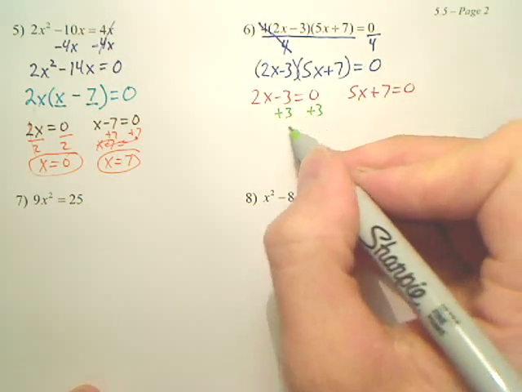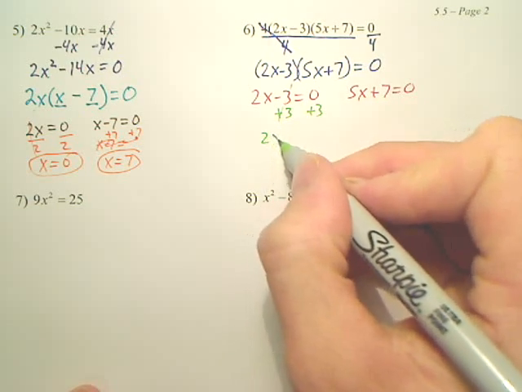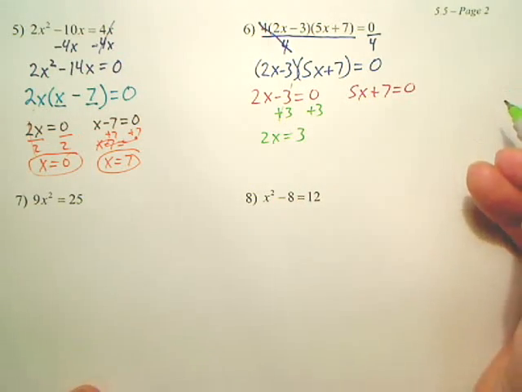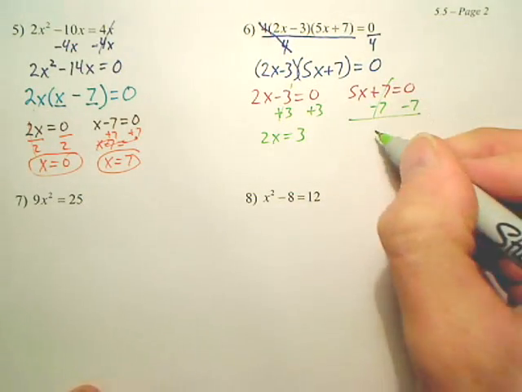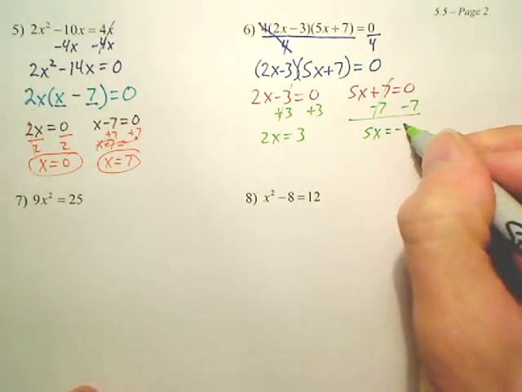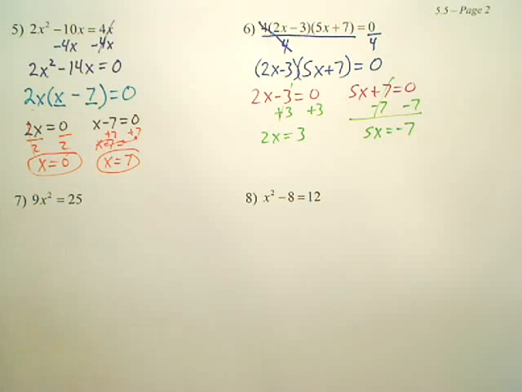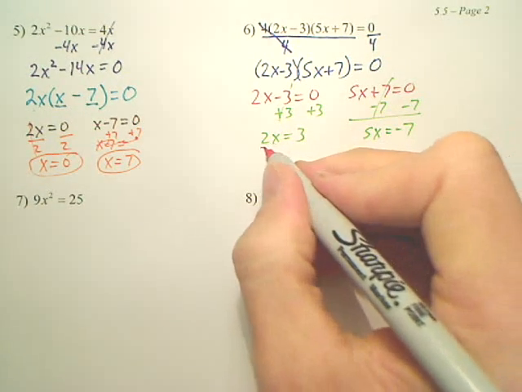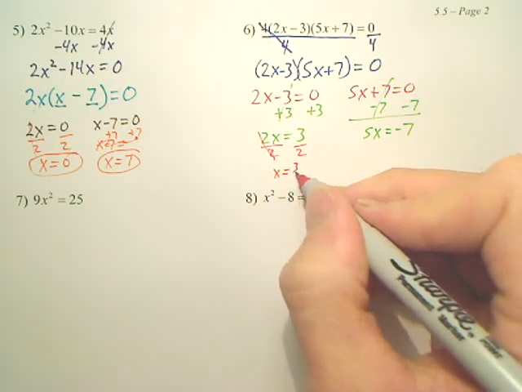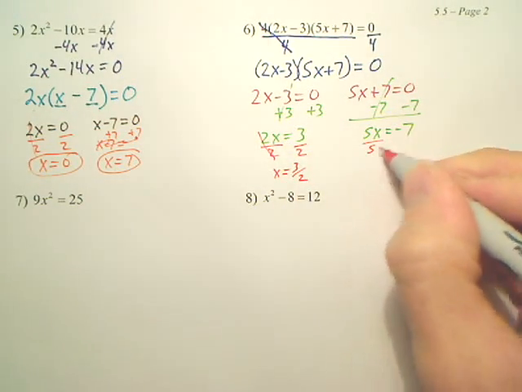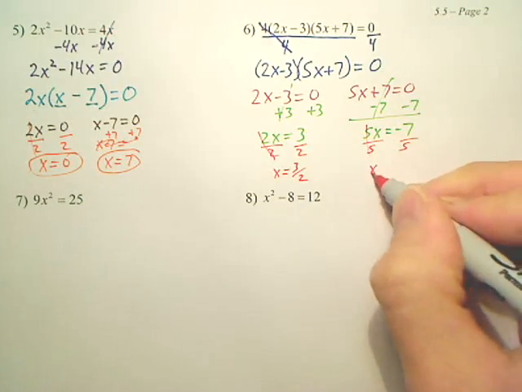So we add 3 to both sides. Here we're going to minus 7 from both sides. And then we're going to divide by 2 for this one. Here we're going to divide by 5 for this one.